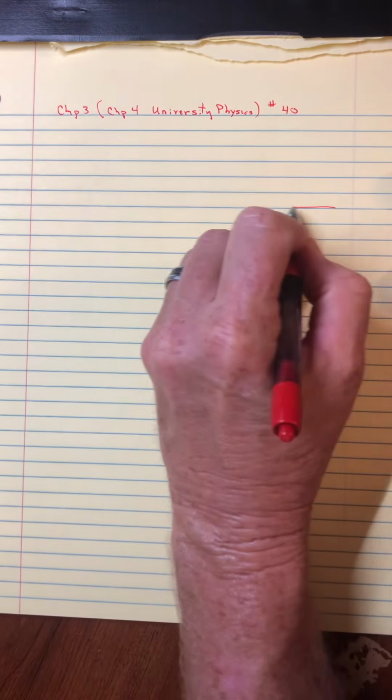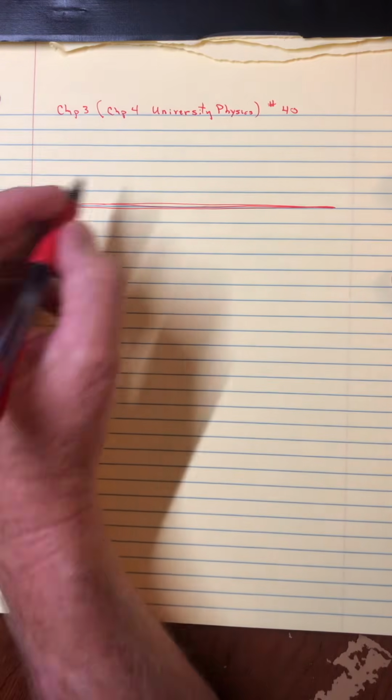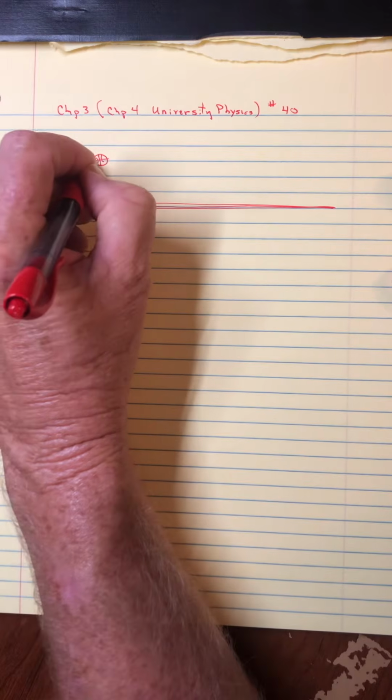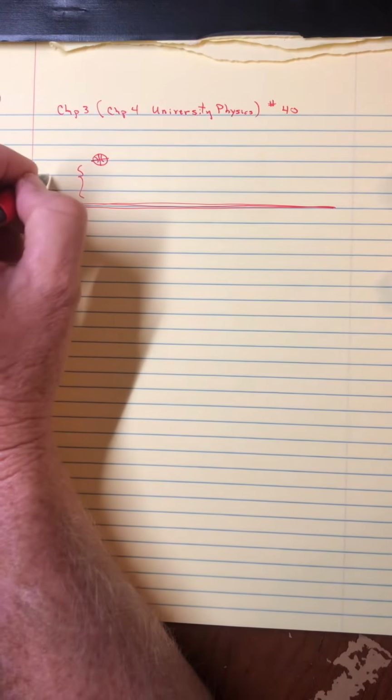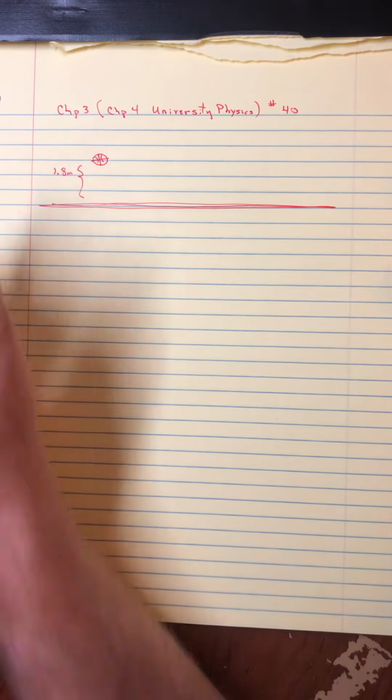It says a basketball player shoots towards the basket, which is 6.1 meters away and 3 meters above the floor. If the ball is released 1.8 meters above the floor at an angle of 60 degrees above the horizontal, what must the initial speed be if it were to go through the basket? All right, so when we draw the picture to help with our thinking, I'll draw the floor here. The basketball is being released, as it says, 1.8 meters above the floor.